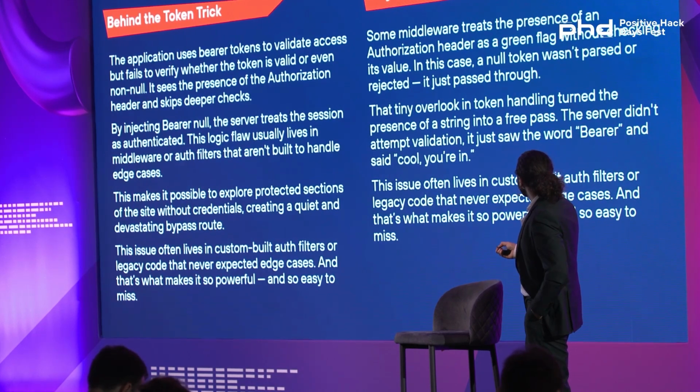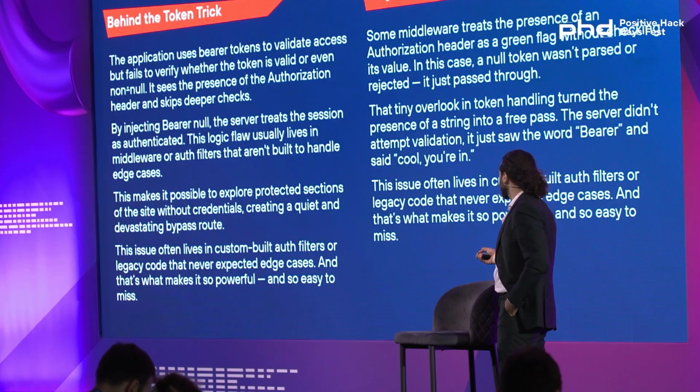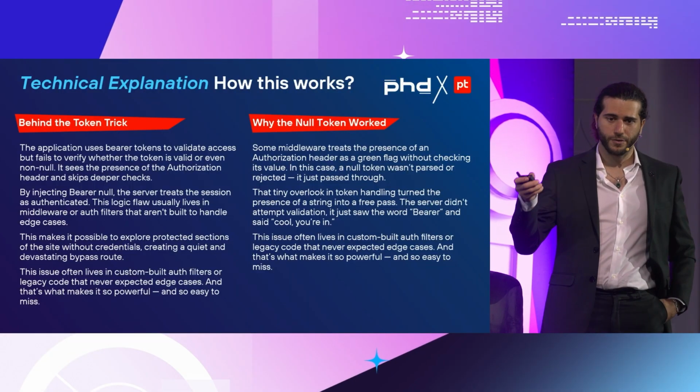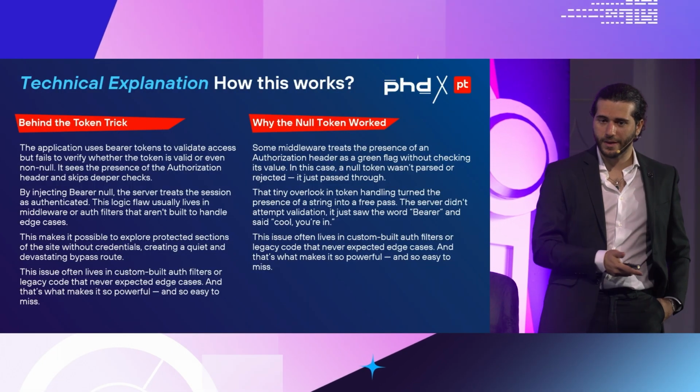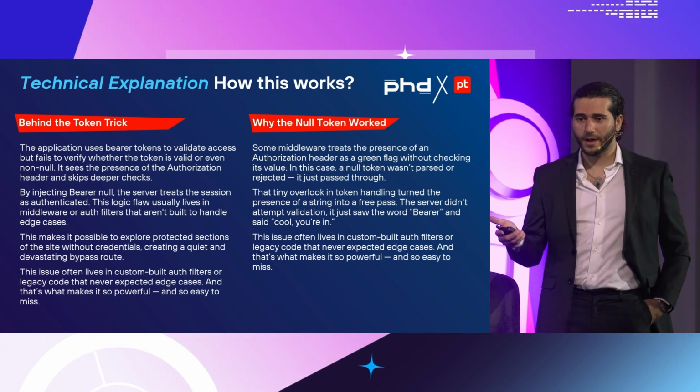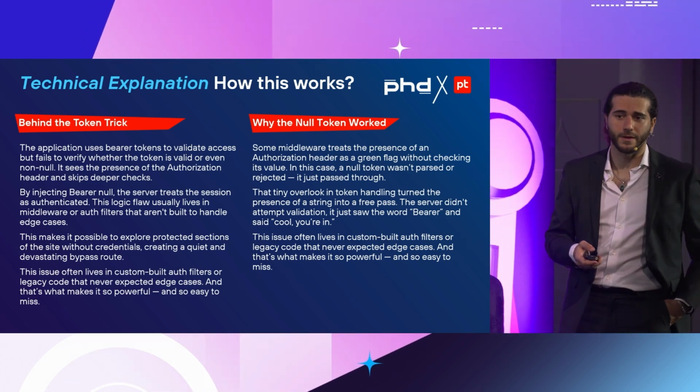Behind the null token trick, the application uses a bearer token to validate access, but fails to verify whether the token is valid or even non-null. So why did the null token work? Because some middleware treats the presence of an authorization header as a green flag without checking its value. In this case, a null token wasn't parsed or rejected, it just passed through. All the application did was check if a bearer token was sent, then check if the bearer token was not valid, and then it didn't grant authorization. But as we sent a null token, it passed the check for the application.